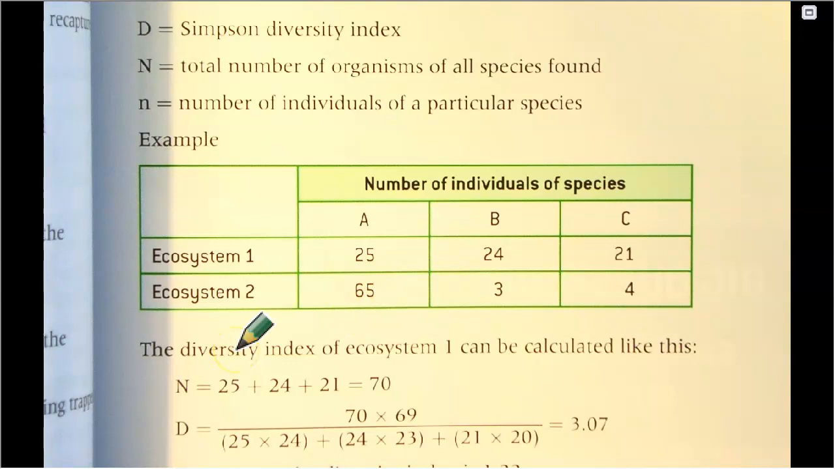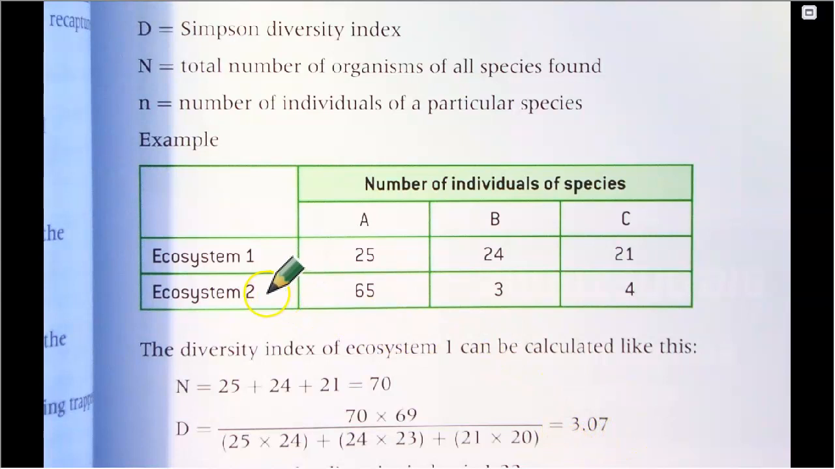To figure the diversity index of ecosystem 1, you add up the entire number of all the species, that's capital N, you multiply that by n-1. In the denominator, we have the sum of all the numbers of the individuals of each species, multiplied by n-1. And you can see that we get a Simpson's diversity index of 3.07. The higher this number is, the more stable the ecosystem tends to be.